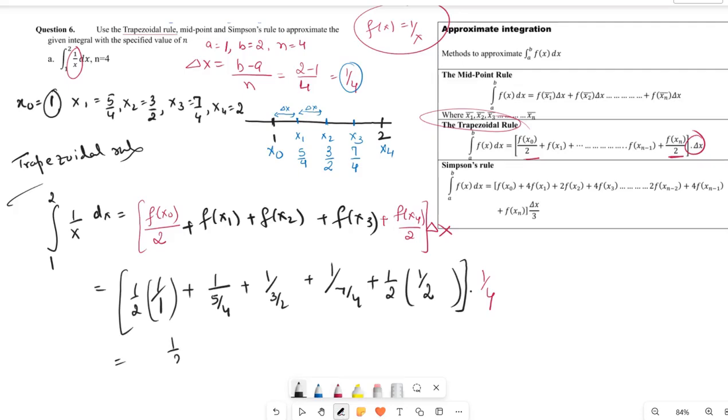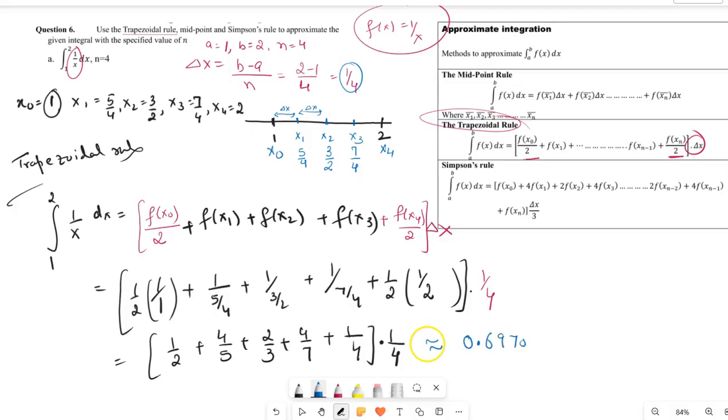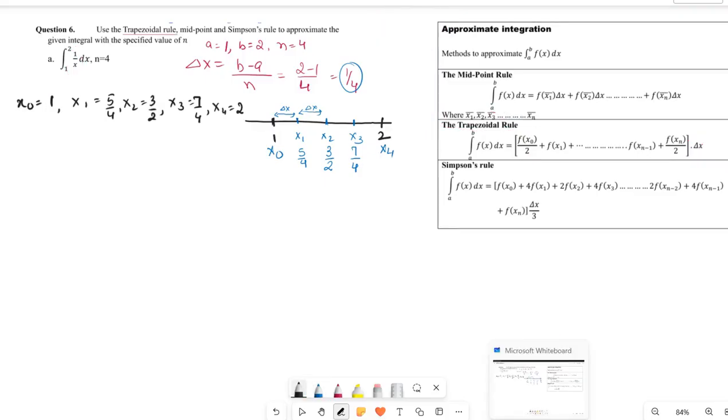So what we have is 1 by 2. Reciprocal of 5 by 4 is 4 by 5, plus 2 by 3, plus 4 by 7, plus 1 by 4, and multiply all that by 1 by 4. You can punch all this in the calculator and get a decimal value. I'm getting 0.697 as a close approximation. So that's pretty close to the midpoint one also, but these are just different ways of approximating the integral based on our question. So let's work on the last one, which is Simpson's rule.